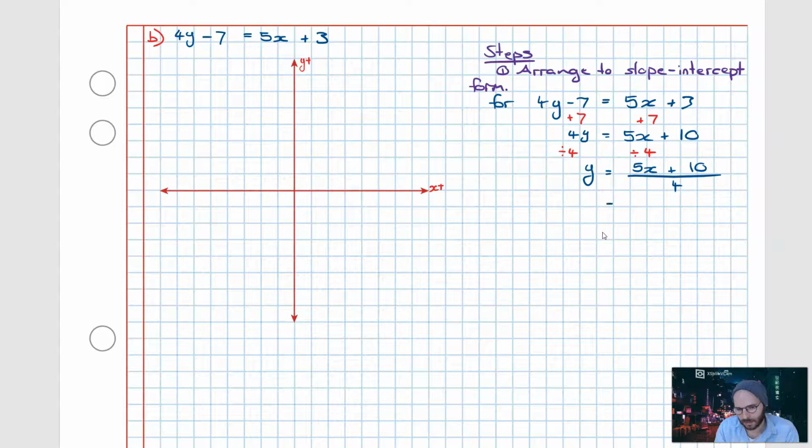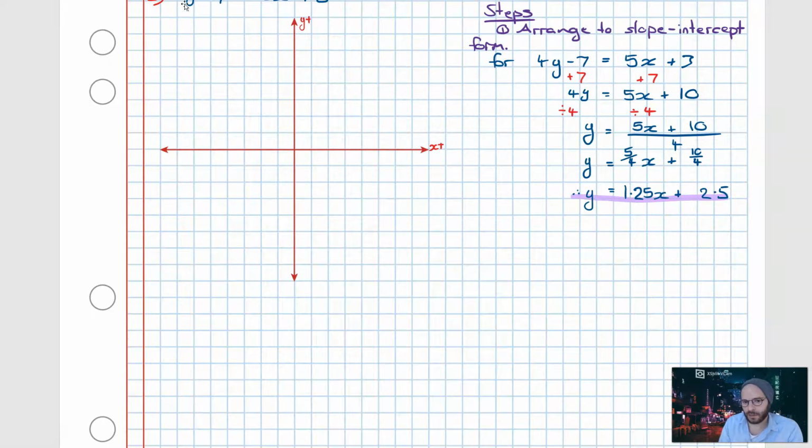And I want this to be in slope-intercept form, so I don't like having this fraction over on the right-hand side. So I'll break it down, and I'll go y is equal to 5 over 4x plus 10 divided by 4. And I can go one little bit better than that. If the fractions are rational, I always like to use decimals in place of fractions when I can. So what we're going to find is that if I evaluate these fractions, we're going to get 1.25x plus 2.5.